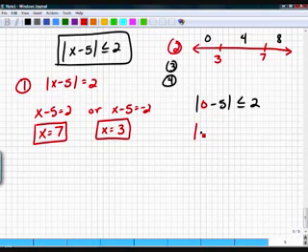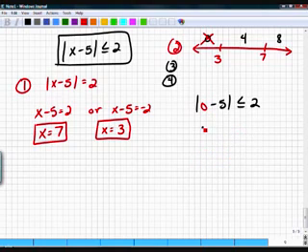0 minus 5, that's the absolute value of negative 5, which actually you get the same answer, is less than or equal to 2. What's the absolute value of negative 5? 5 is less than or equal to 2. Is 5 smaller than 2? That is false. Mark it out. Questions? Let's try a different number.